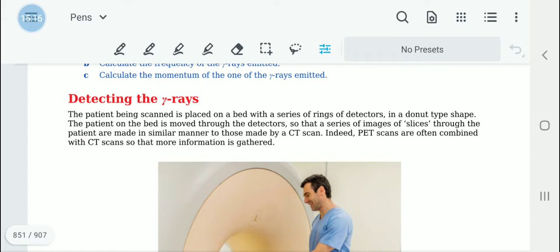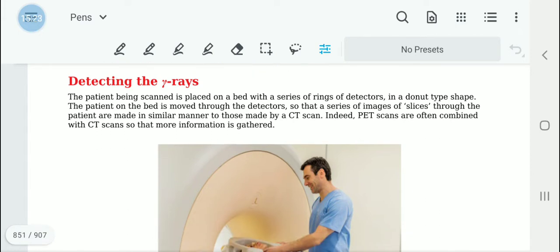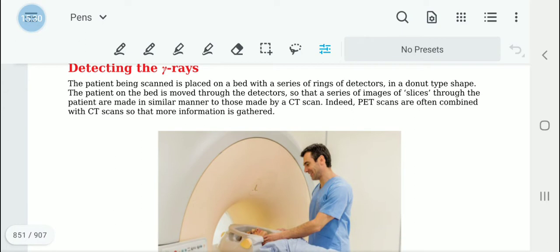Now we are going to discuss detecting the gamma rays. The patient will be placed on a bed with donut shaped detectors around the patient. When the patient is moved through these detectors, a series of slices would be made in the same way as a CT scan, but from the inside.